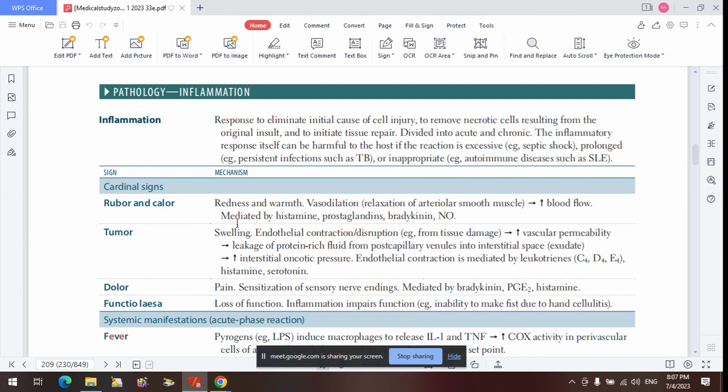Because inflammation typically occurs in response to a particular injurious stimulus, either from trauma, infection, foreign body, or necrosis. So we need to get rid of that injurious stimulus, get rid of the dead tissue that it has caused, and initiate a repair.